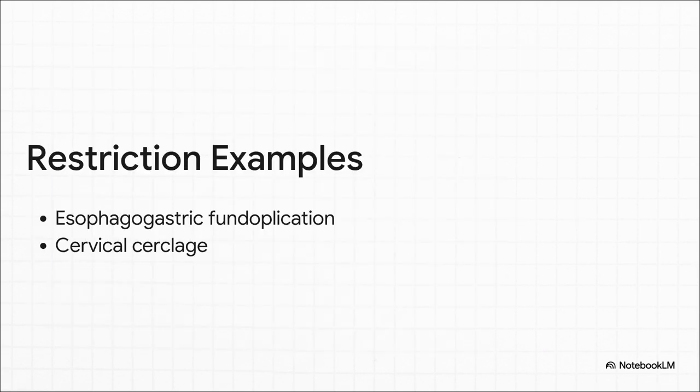outside. To put that into some clinical context, when you see a procedure like an esophagogastric fundoplication in the operative report, your brain should immediately flag that as a restriction. The surgeon is wrapping the stomach around the esophagus to narrow it and prevent acid reflux. They definitely aren't closing the esophagus entirely. Another classic example is a cervical cerclage, where the cervix is narrowed to safely maintain a pregnancy.